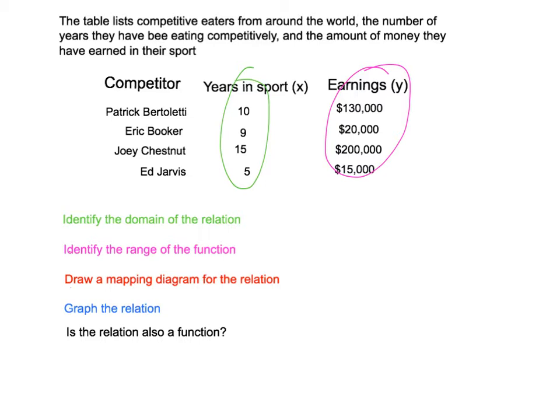Well, an input would be one of those, or one of those, or one of those, or one of those. What if I said identify a range value? Well, you tell me one of those, or one of those, or one of those. And if you look at this real quick, this guy right here, Joey Chestnut, has been in the sport for 15 years, and he's made $200,000 off of just eating. So I suppose if you're good at it, you could probably make some good money at it. All right, so let's draw a mapping diagram of this relation.